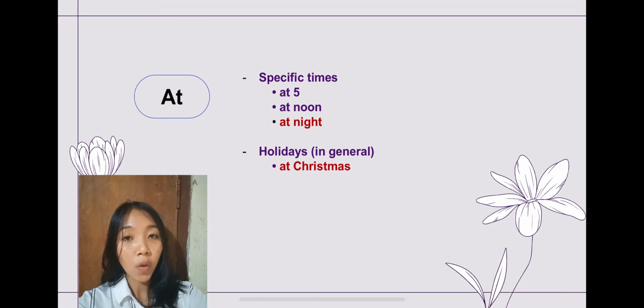And finally, when should we use at? We use at for specific times. For example, at 5, at noon, and the exception, at night. For holidays in general, at Christmas.